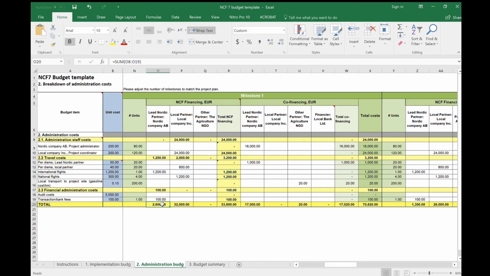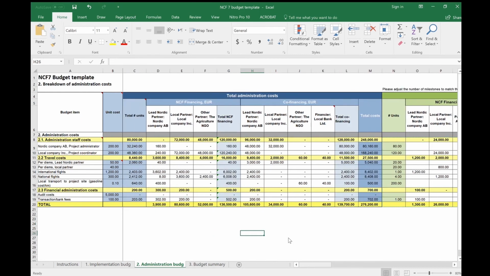Further, adjust the totals on the bottom line to sum up only the budget headings. Also make sure that all of the milestone costs are reflected in the total administration costs, that is, in the blue table, in the same way as for the implementation budget.